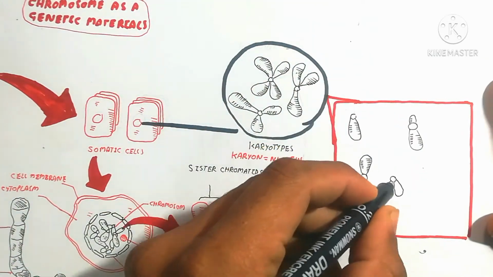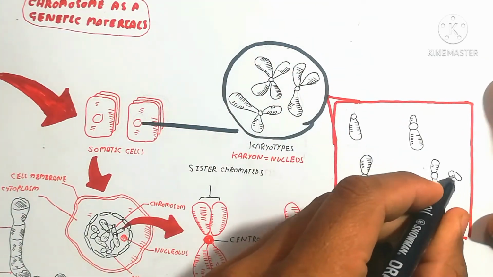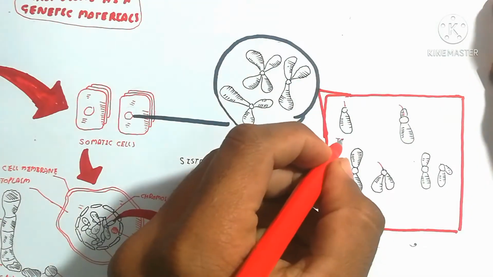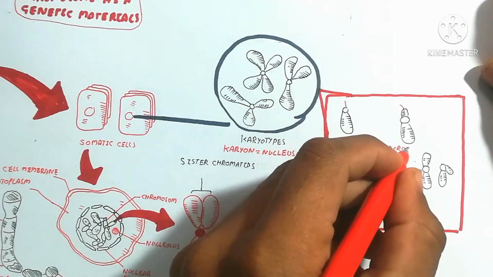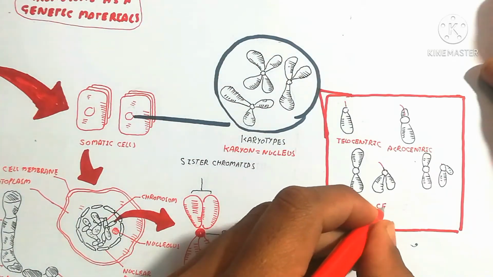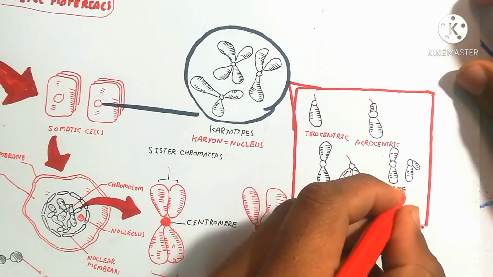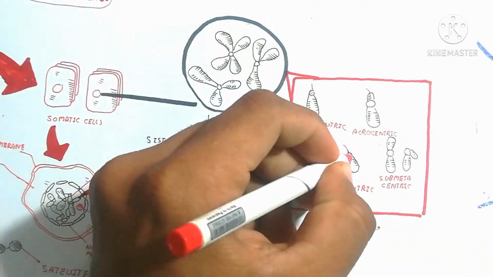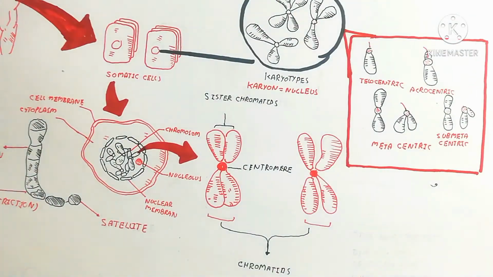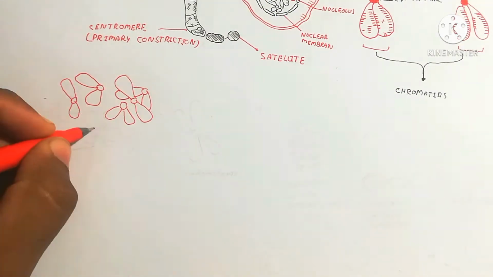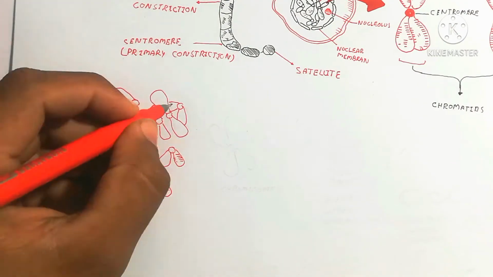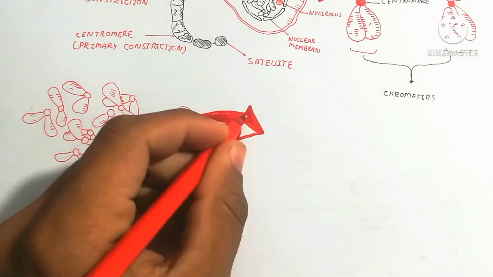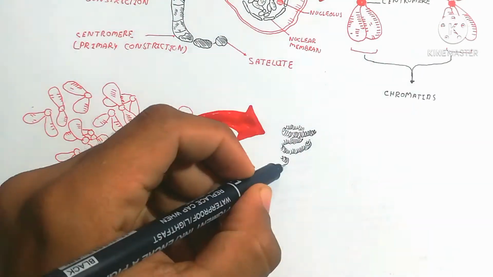So here are the different structures of the chromosome: telocentric, where the centromere is at the top, and acrocentric, where the centromere is a little bit down. On the other hand, metacentric, where the centromere is in the center, and submetacentric, where it is a little above. So this is the information about the structure. We will discuss the function of the chromosome also.